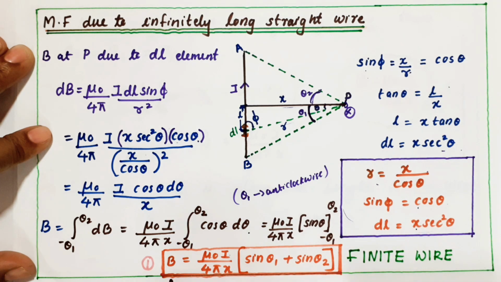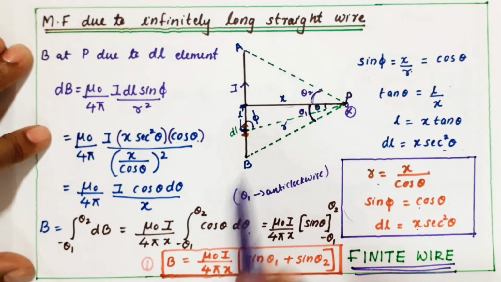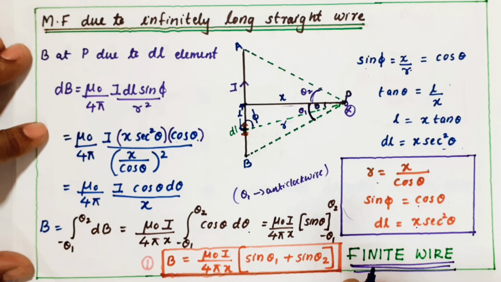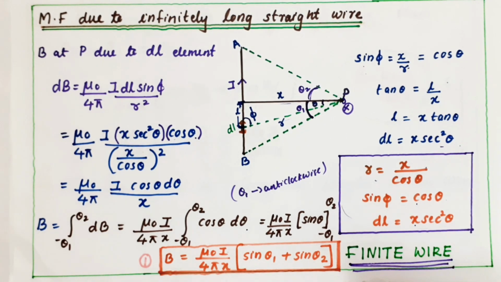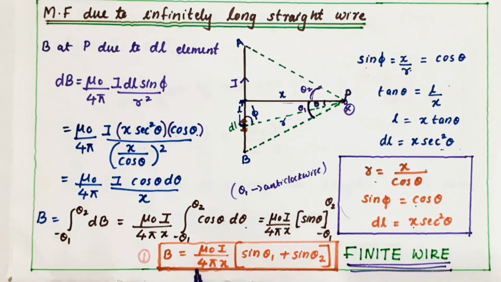So your equation becomes B equals mu naught I by 4 pi x into sin theta 1 plus sin theta 2. This is the equation for a finite wire, because I know the length of the wire. What is the finite wire equation? Mu naught I by 4 pi x into sin theta 1 plus sin theta 2.